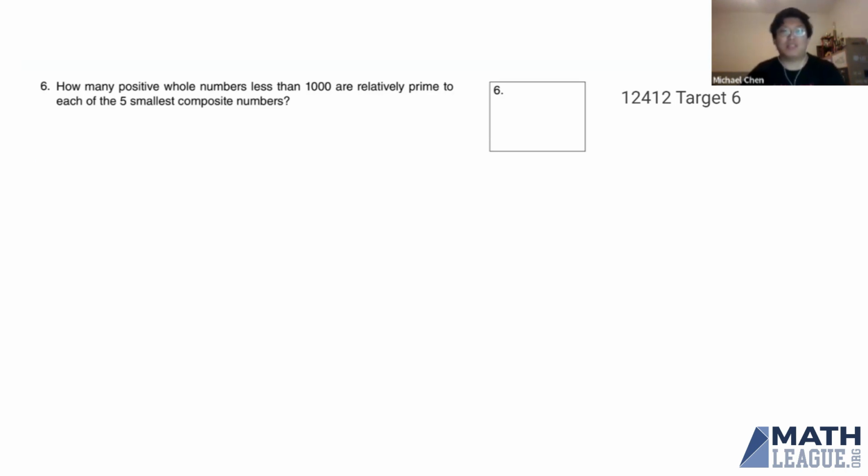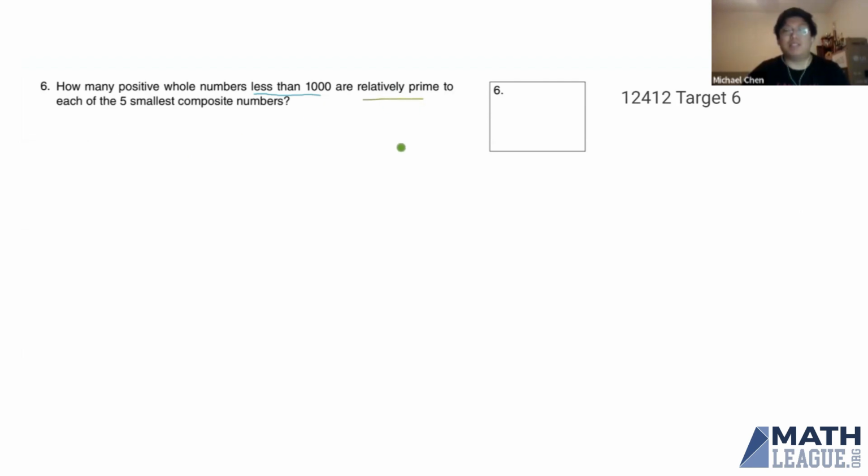So let's take a look at target 6. We have: how many positive whole numbers less than 1,000 are relatively prime to each of the 5 smallest composite numbers? Now, let's first take a look at some of the terminology here.